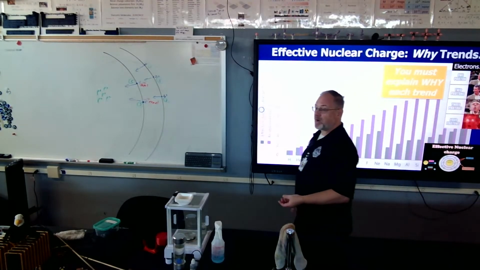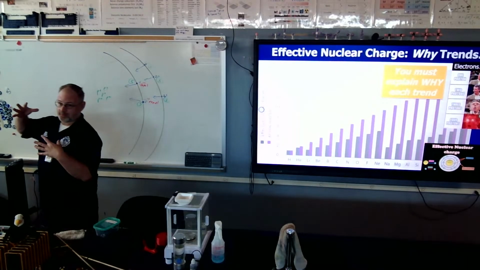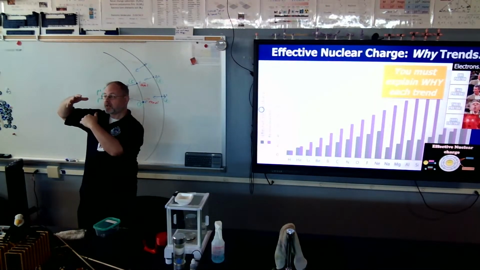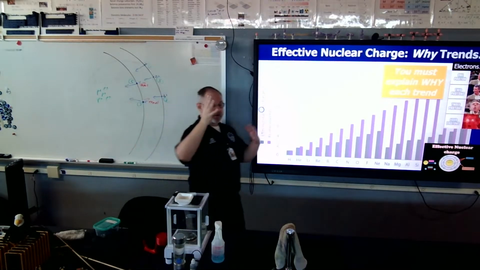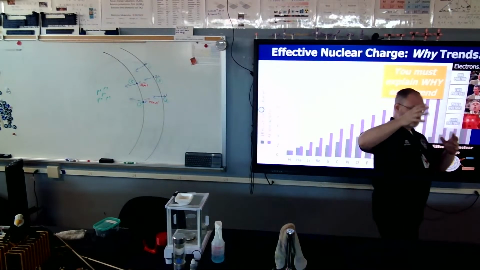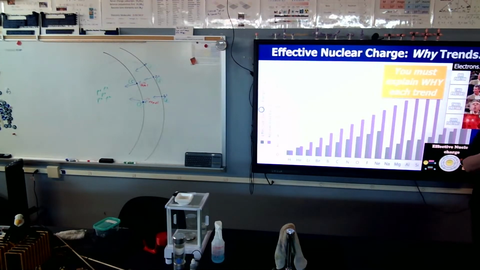Everything else is based upon this idea that the protons pull in the electrons, but the inner shell electrons push out against the outer shell electrons. And it is that balance of attraction and repulsion that causes all the properties that we're going to be learning today. Okay? If you're with me so far, give me a thumbs up. If any part of this is in any way unclear, wave your hand around.